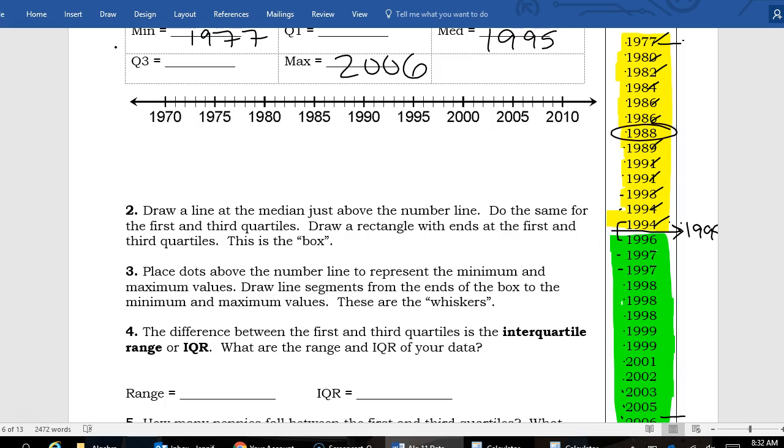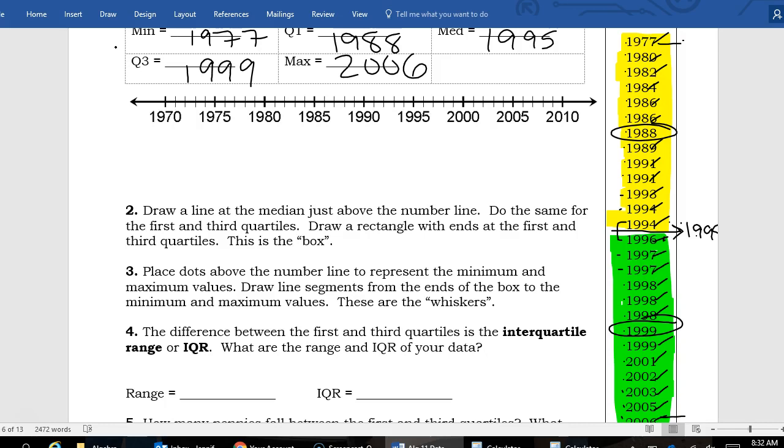That is my lower quartile, or my first quartile, 1988. I'm going to do the same thing on the top half. I do not match 95 to 06. I match 96 to 06. So 1, 2, 3, 1, 2, 3, 1, 2, 3, 1, 2, 3, and that gives me 1999 as my upper quartile.